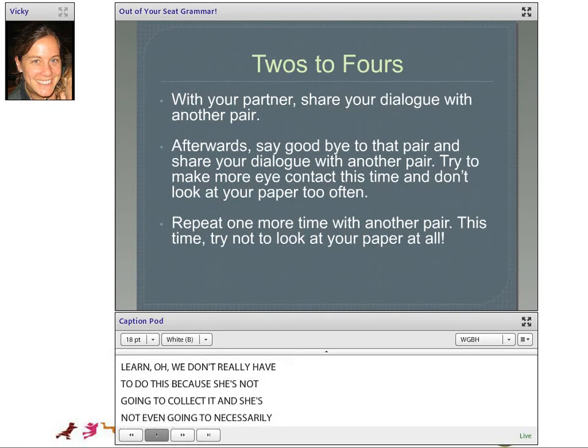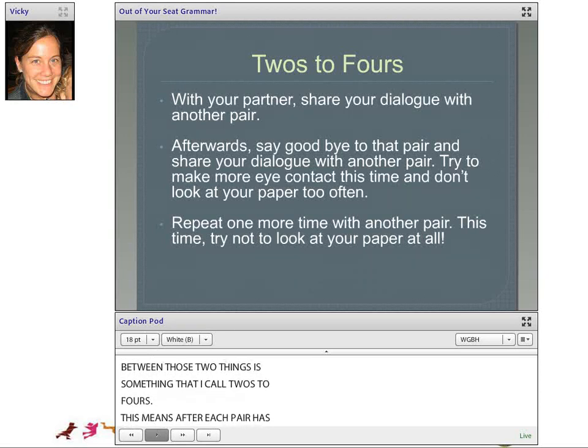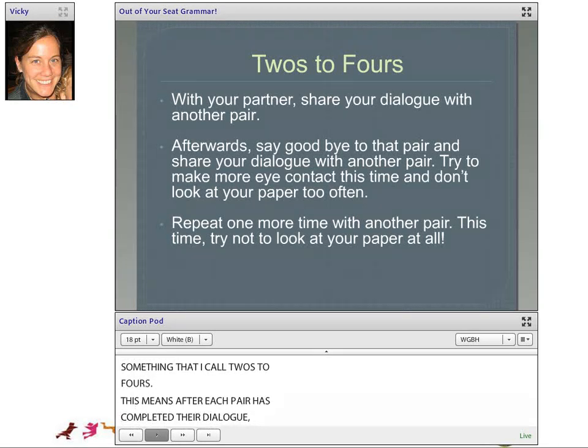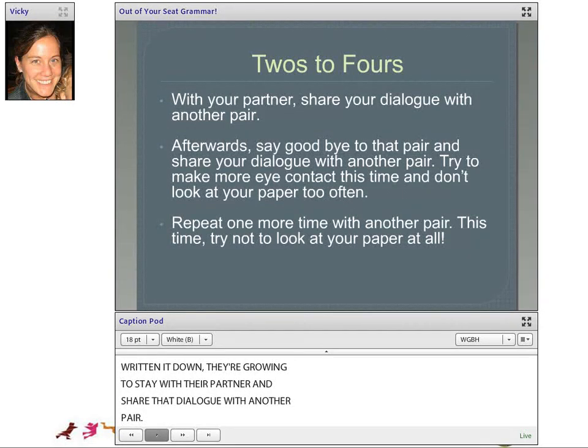So that's not what you want either. So something in the middle that I found is a good balance between those two things is something that I call 2s to 4s. So this means that after each pair has completed their dialogue, they've written it down, they're going to stay with their partner and share that dialogue with another pair. So now the 2 people, as the name indicates, become 4 people.